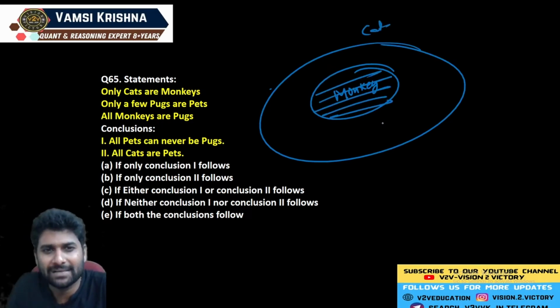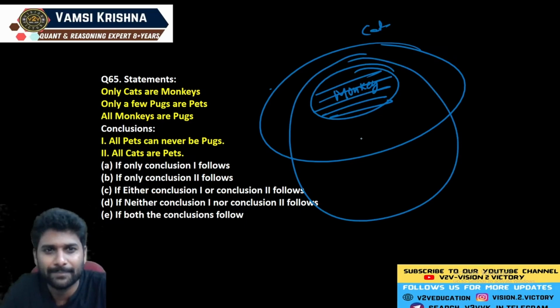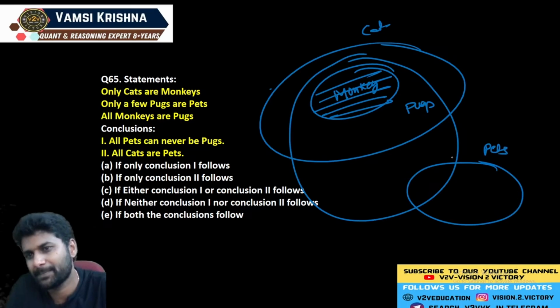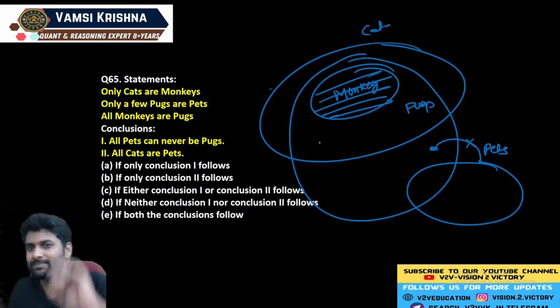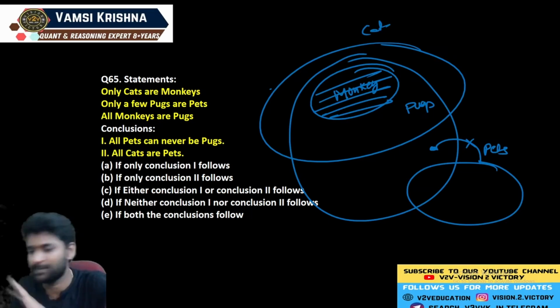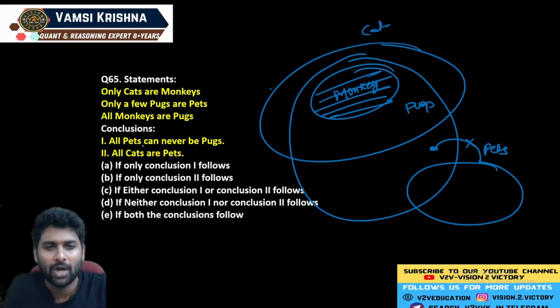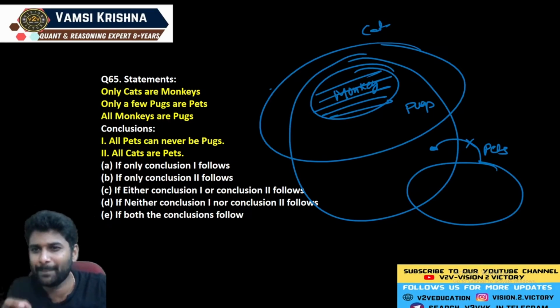Only few pugs are pets. All monkeys are pets. Sorry, pugs. Only few pugs are pets. Guys, represent the information carefully. Remember, you can't place monkey into any other parameters. Remember this point: all pets can never be pugs. Guys, all pets can never be pugs. It's an invalid conclusion, guys.